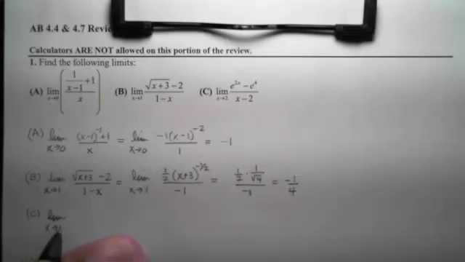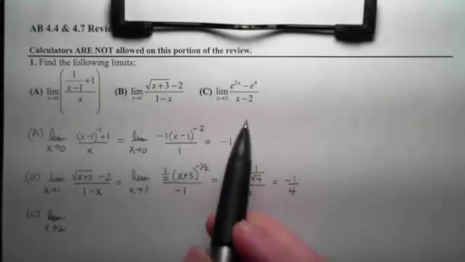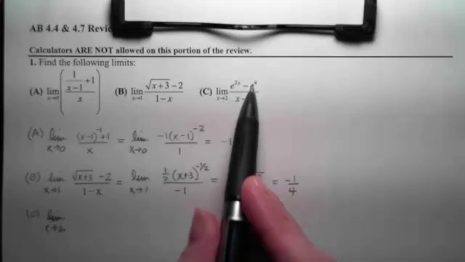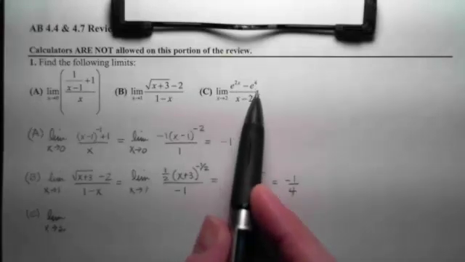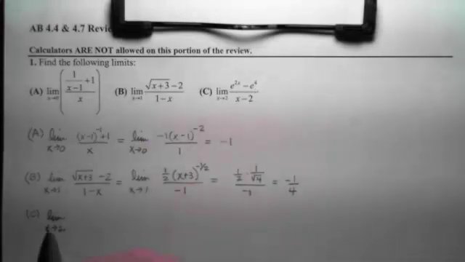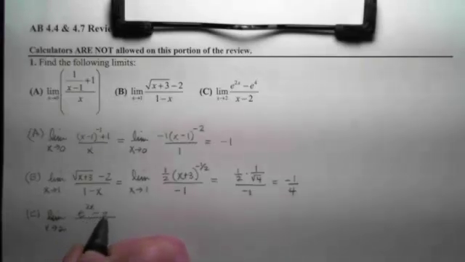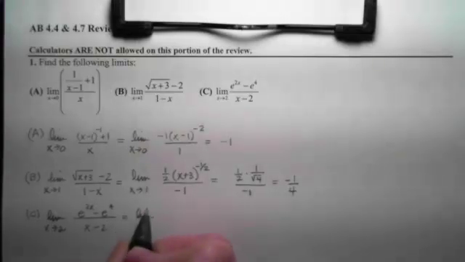Again, if I plug in my 2, I'll get an e to the 4 minus an e to the 4. That's a 0 on top, and a 2 minus a 2 gives me a 0 on the bottom. So again, indeterminate form of 0 over 0, which means L'Hopital's is appropriate.